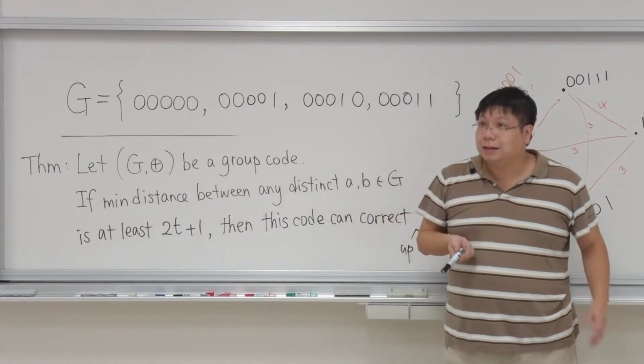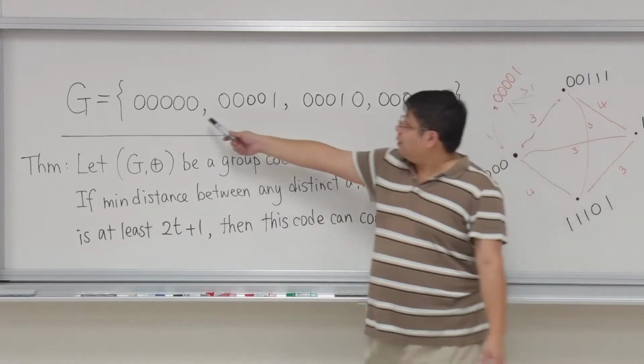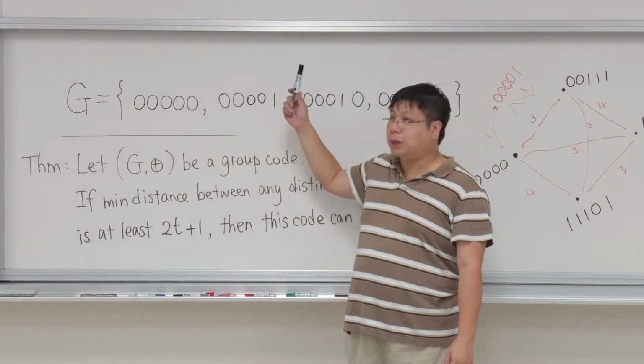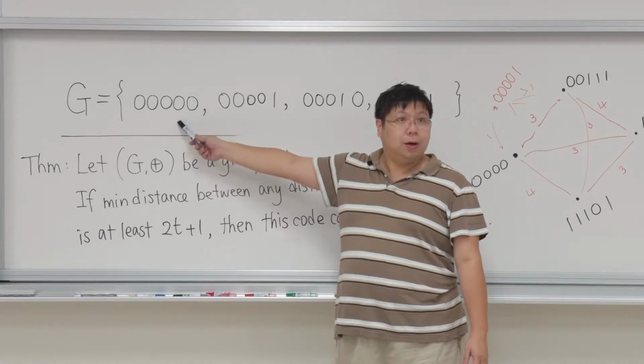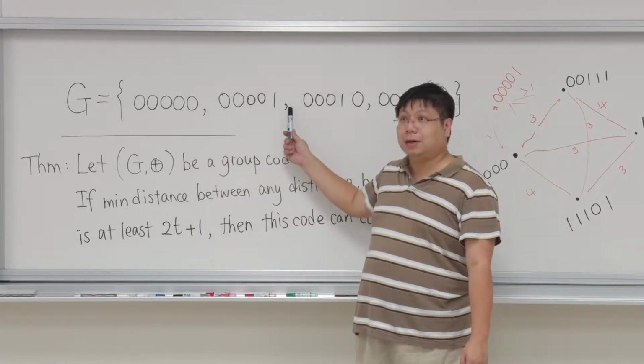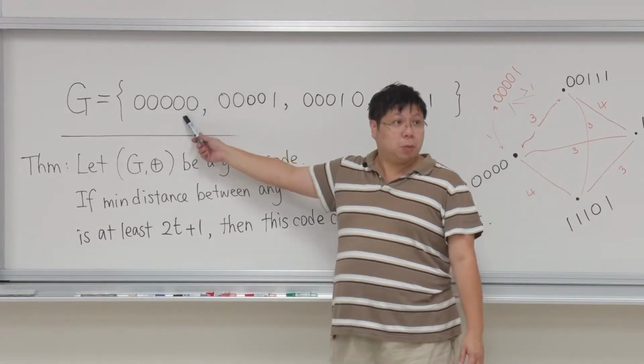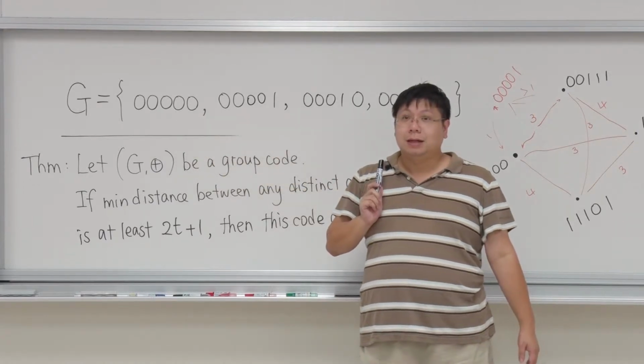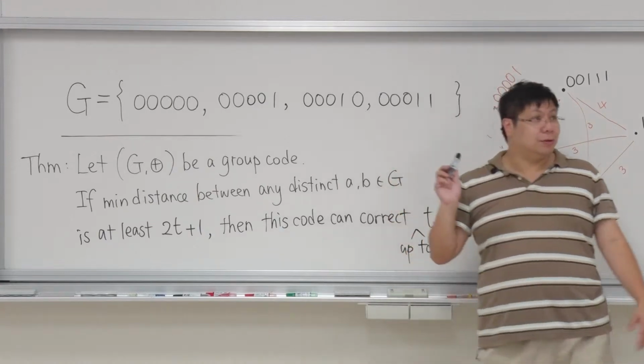But this is bad. If this one has an error at the last position, then you don't know whether you are sending from this one or from this one. Is that okay? It may be you are sending from this one with one error, or maybe you are sending from this one with no error. So in this case, this is a bad group code.